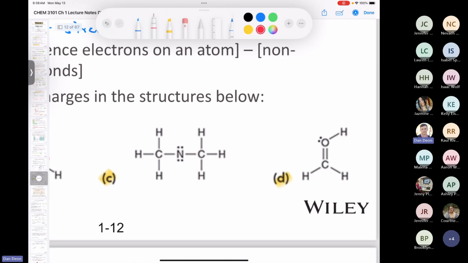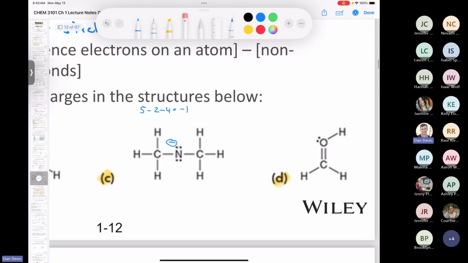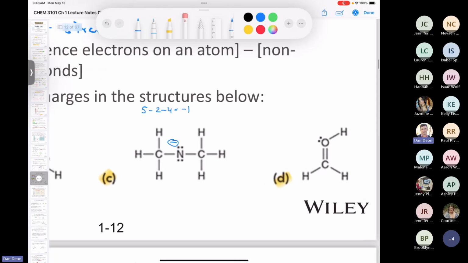So let's take a looky here. So I'll go back to my blue pen here. So nitrogen has 5 valence electrons, minus 2 sticks, minus 4 dots. That gives you -1. So yes, the nitrogen has a -1 charge on it. Absolutely. What about in D? Did anybody find any formal charges in D?